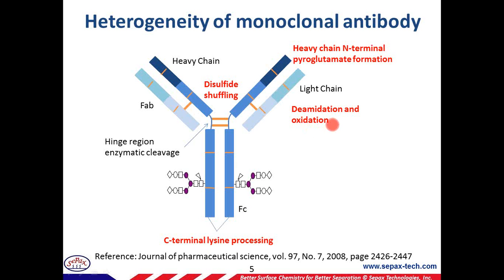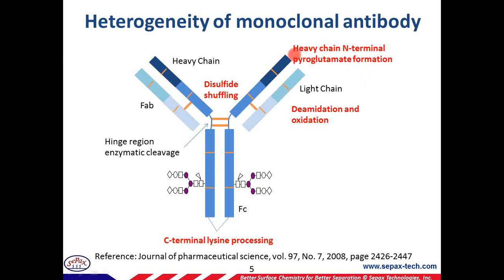The buffer composition, ionic strength, and pH can all affect the rate of deamidation. Actually, deamidation can occur during any stage of the process. Deamidation of the asparagine can lead to isoaspartate and aspartate groups, which introduces more acidic species into the mAb. Another source of more acidic species is the heavy chain N-terminal pyroglutamate formation.